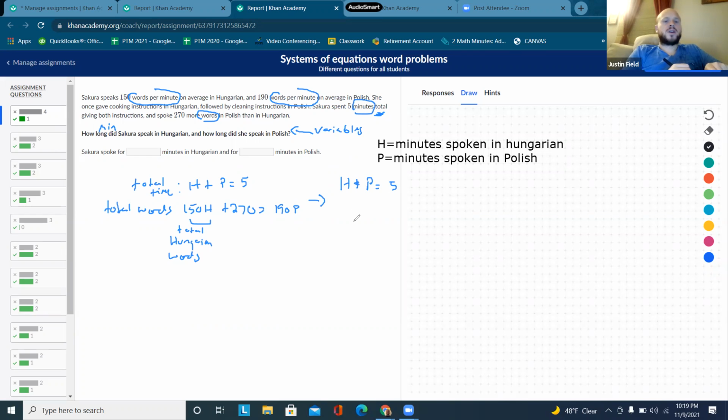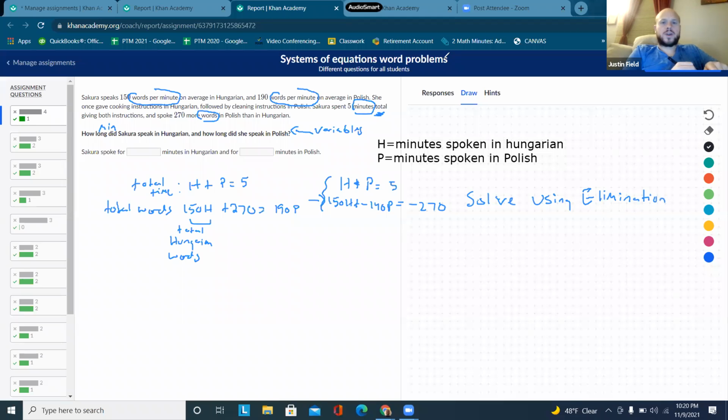And I'll do it. Okay, so let's put our variables on the left. 150 H plus negative 190 P equals negative 270. Then from here, how would you solve it? Solve using what? Elimination or substitution? The answer is elimination.